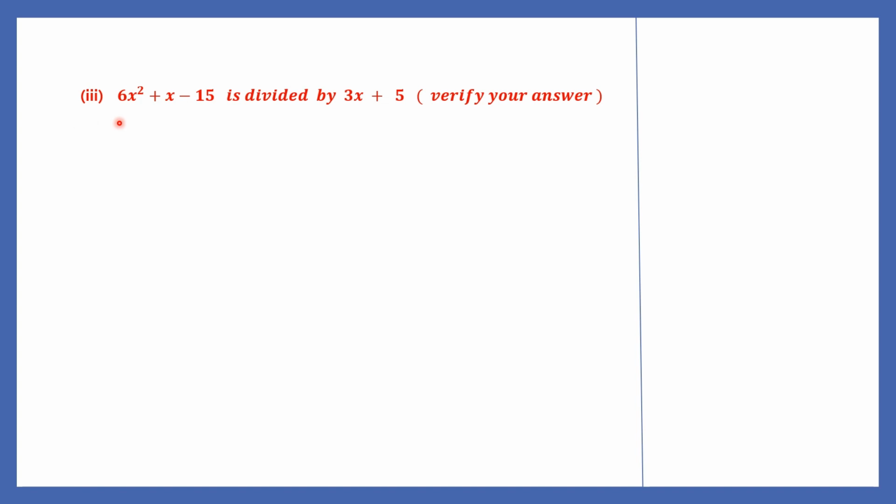Question 3, we have to find the quotient and remainder when this polynomial is divided by this binomial. Here also we have to verify our answer. So we have our division here. Let's begin the division.